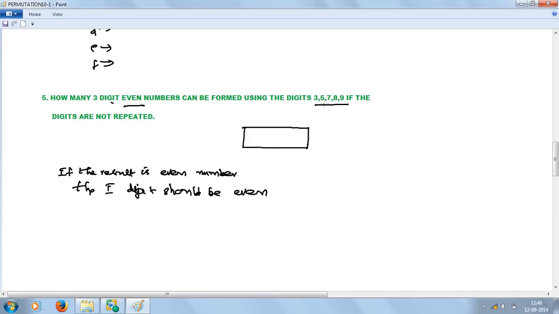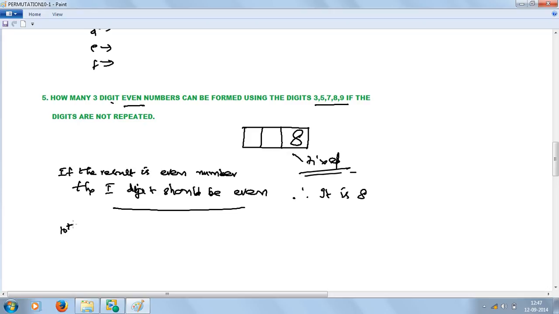What is the even number? We have got 3, 5, 7, 9, all odd digits. So the only even number is 8. So we'll divide into 3. This column should be 8. This is fixed. So what about the 10th? The first digit we have no fixed, should be even. Therefore, it is 8.